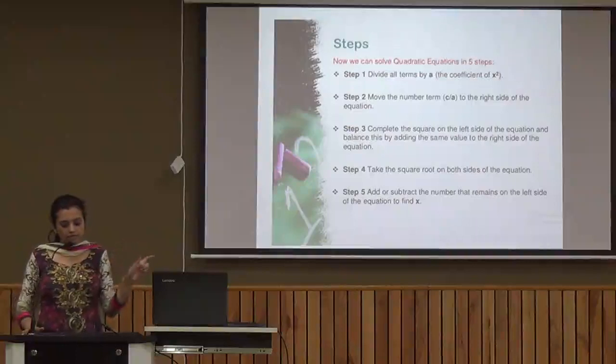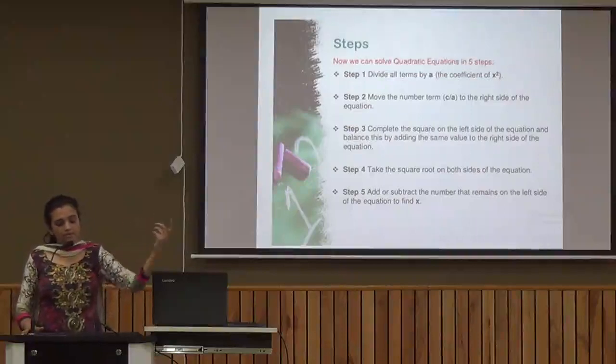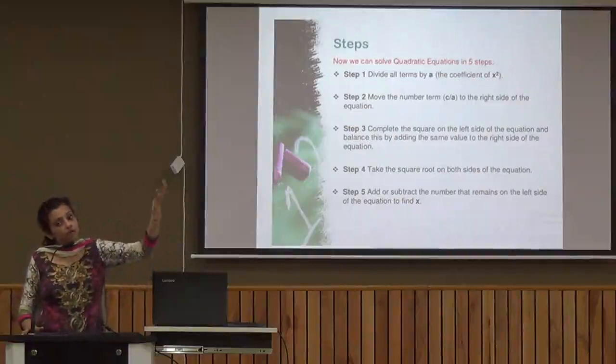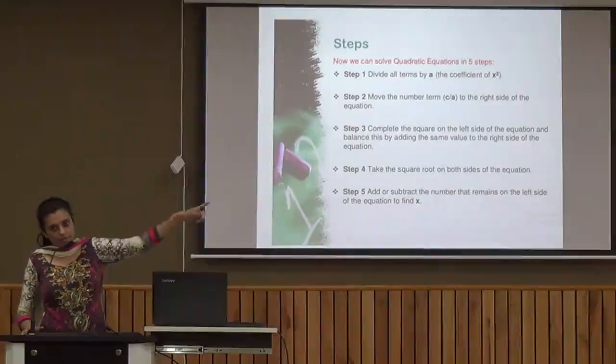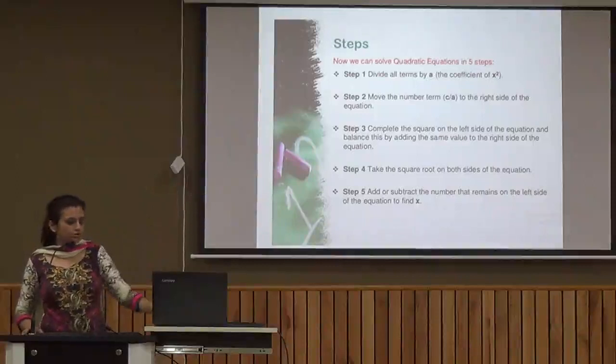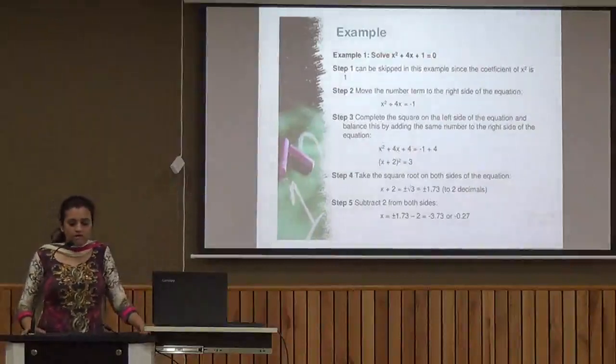Complete the square on the left side of the equation and balance this by adding the same value onto the right side. The LHS becomes a whole square, equate it to the right side, take square root both sides and solve. Let's take an example. Solve x squared plus 4x plus 1 equal to 0.